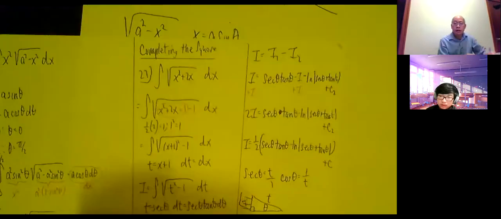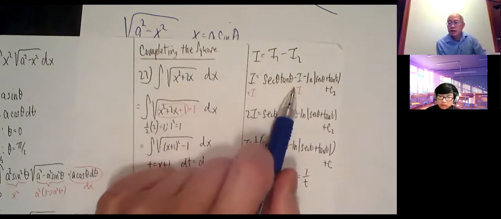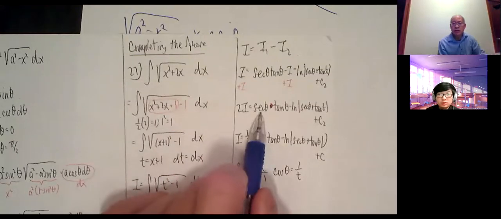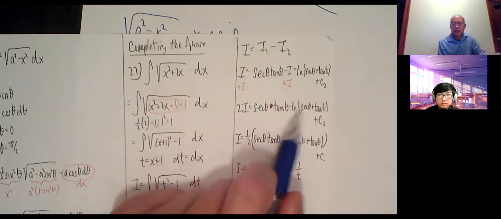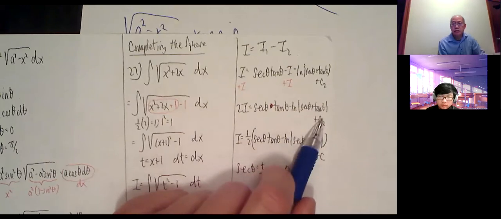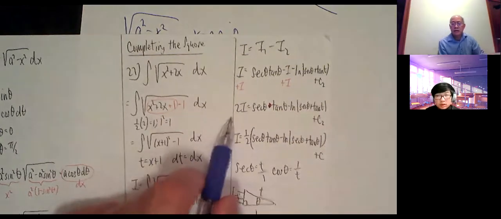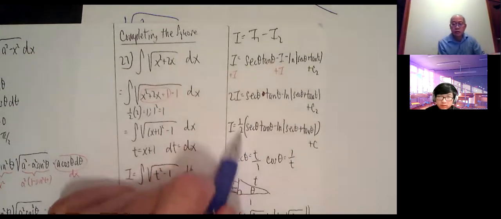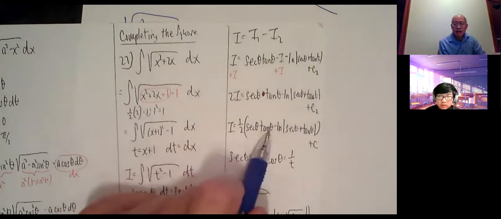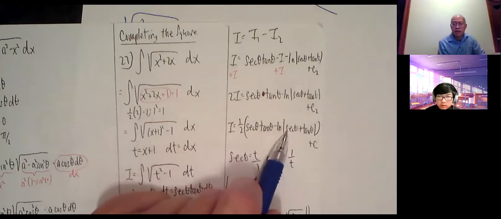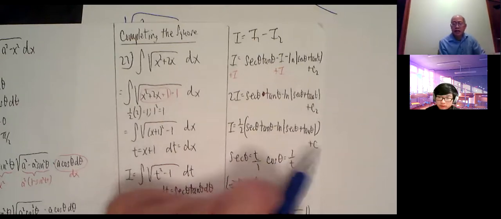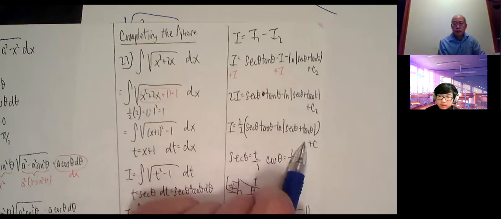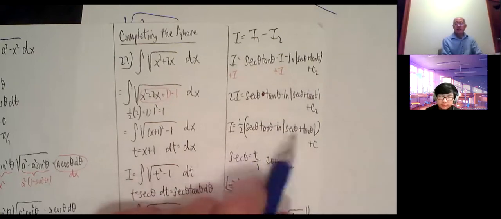Algebraically solve for I. So there's an I on the left, there's an I on the right, add I to both sides. So 2I equals all the rest of the stuff: secant theta tangent theta, minus ln absolute secant theta plus tangent theta, plus C2. And then divide by 2 or multiply by half. So I is 1/2, parentheses, secant theta tangent theta, minus ln absolute value secant theta plus tangent theta. And now I can just say plus C. I don't have to worry about C2 or C1 or whatever. So the calculus is done, and now the rest is trig.